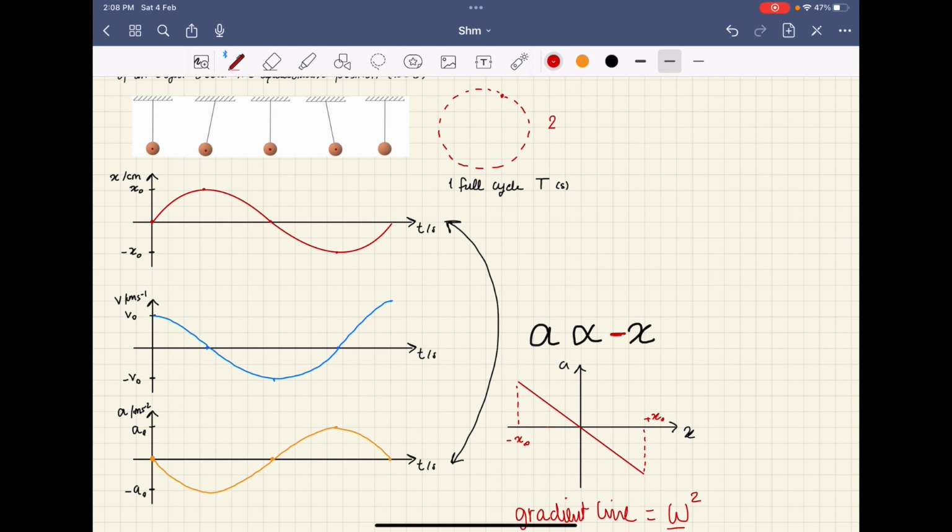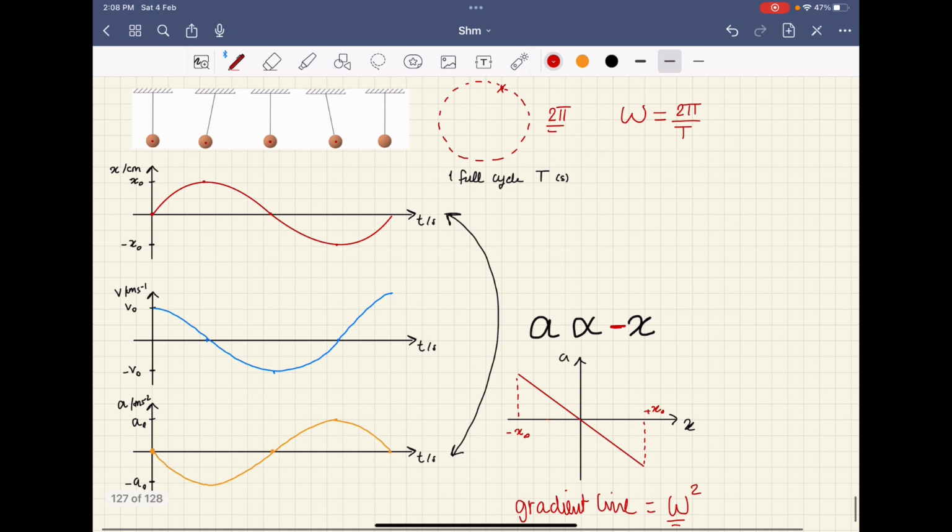This is what 2 pi, okay? So omega, the angular velocity, is equal to the displacement, which is 2 pi of the pendulum, divided by the time, which is 1 full period T. And this is exactly what your gradient line will give you. It will give you the square of this omega relationship.